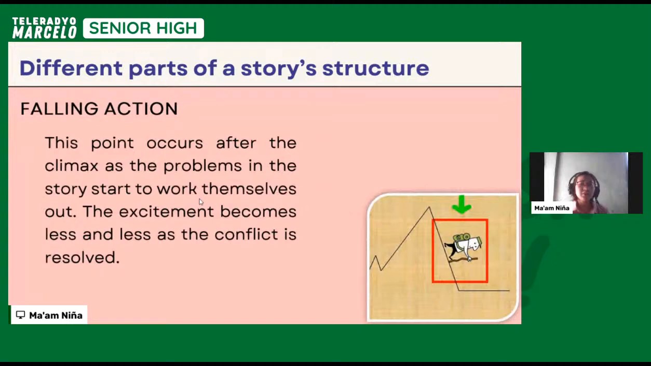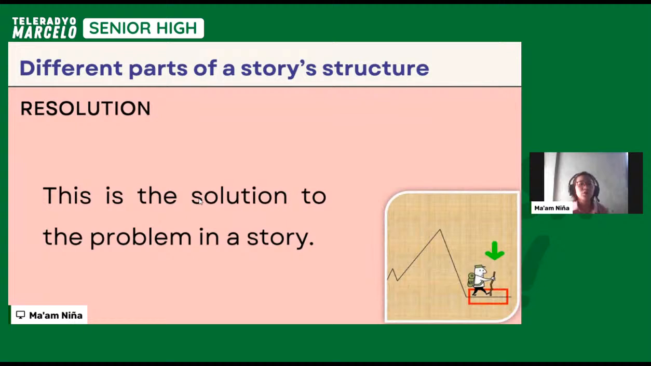Next to the climax is the falling action. You see the diagram. At this point, the problems already start to work themselves out. Meaning the problems are slowly being resolved in this part, and the excitement becomes less and less as the conflict is being resolved. Okay. And the last part is the resolution. This is now the solution to the problem in every story. Because the problem was already resolved, it's like he was able to reach the finish line.